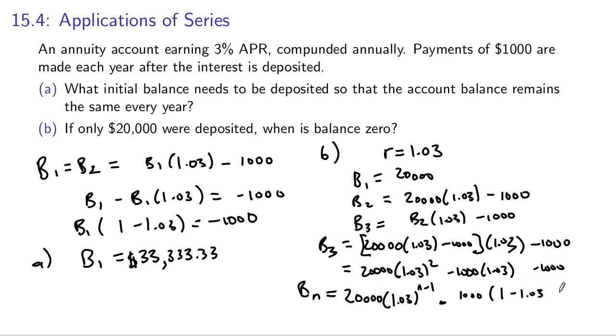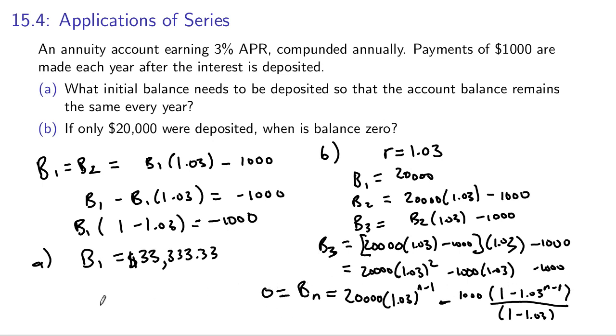Remember the formula is n, so for this part, since it's n minus 1, it'll be n minus 1, because the part we're taking out is delayed a year, basically. And then divide by 1 minus 1.03. So here's a formula for our balance over time. Now, what we're interested in is when is this equal to 0? We're going to have to solve for n.